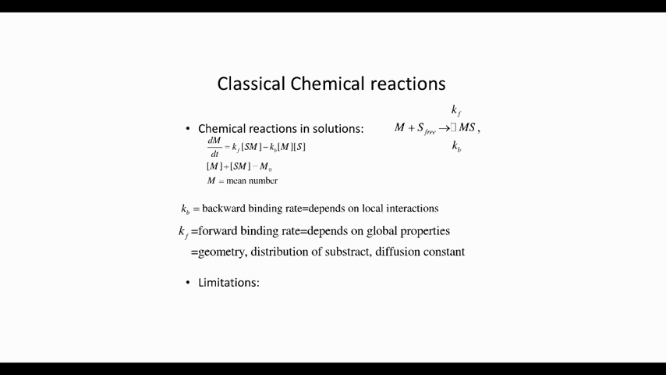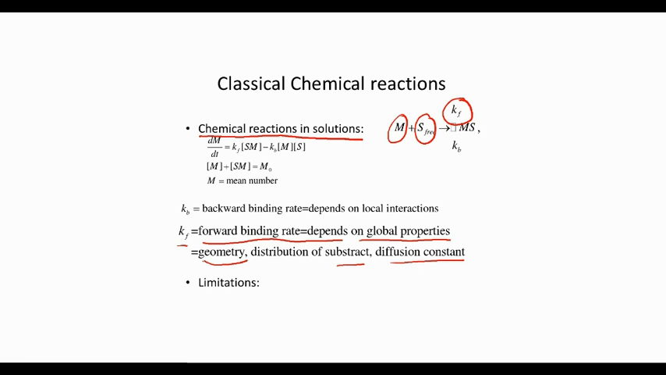So what are the classical frameworks to study this process? The very classical one is the chemical reaction in solution, where you have molecules M that can bind to the substrate S, and this is measured by the rate Kf. Kf is a forward binding rate, which depends basically on the global properties of the domain, which account for the global geometry, the distribution of substrate, and the diffusion coefficient.